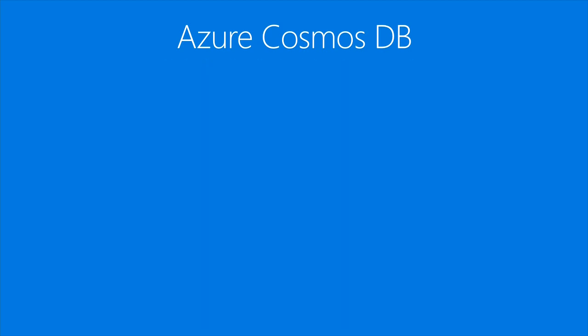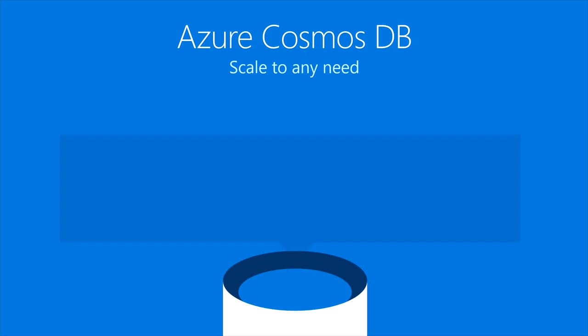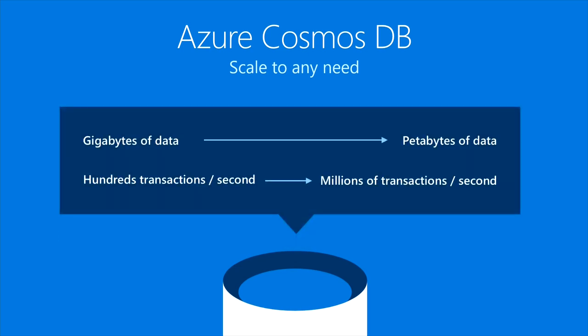Cosmos DB also enables you to elastically scale your storage and performance throughput across one or multiple Azure regions with zero application downtime. You can start with just a few gigabytes of data and scale to manage petabytes of it. And you can start processing, let's say, a couple hundred requests per second and scale up to running tens of millions of requests per second simultaneously against your data everywhere around the world.